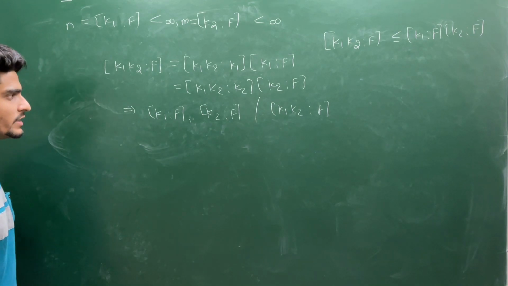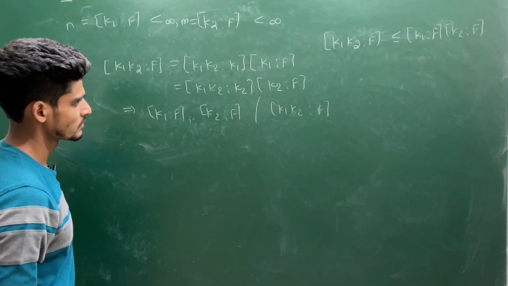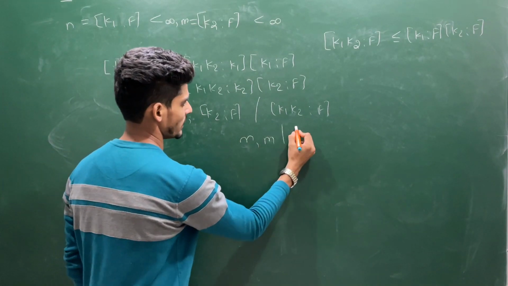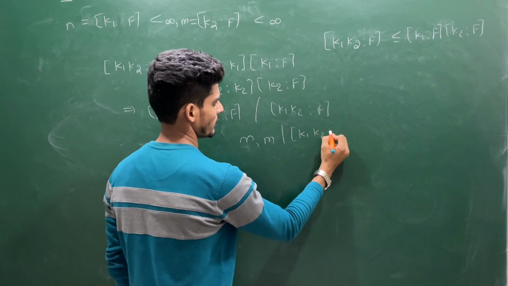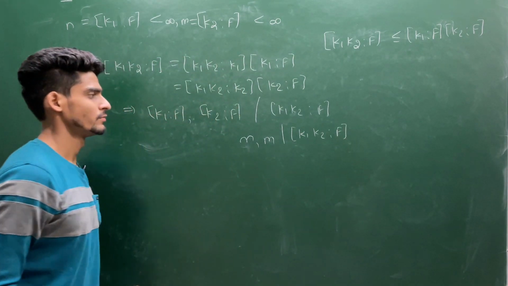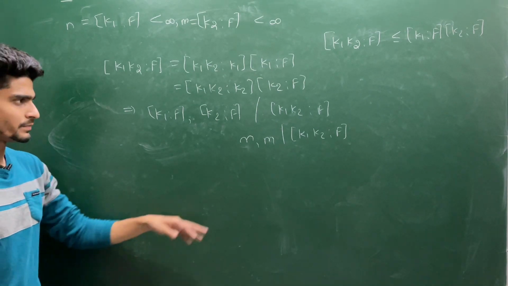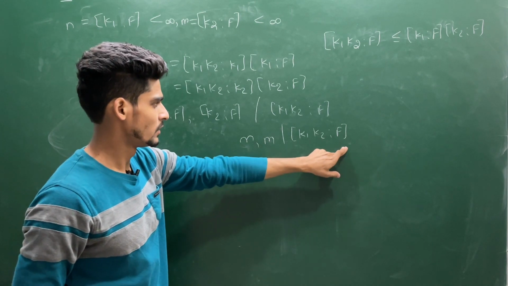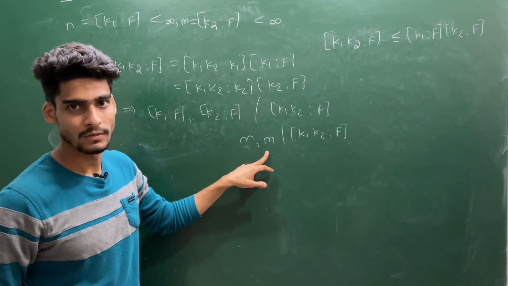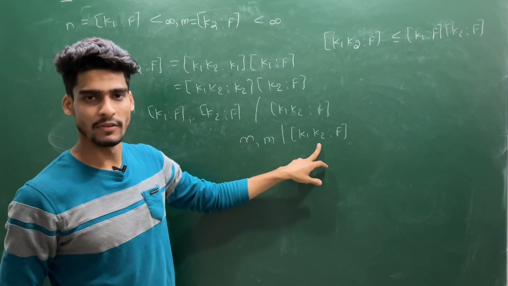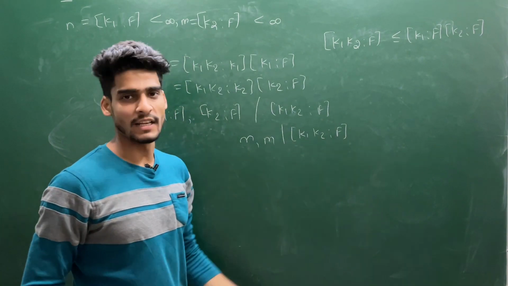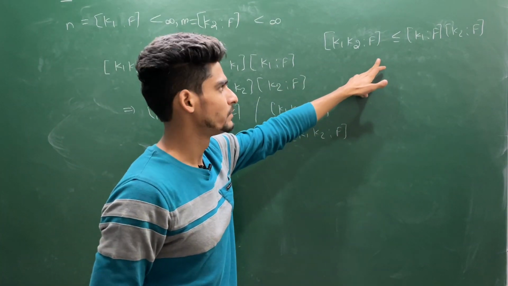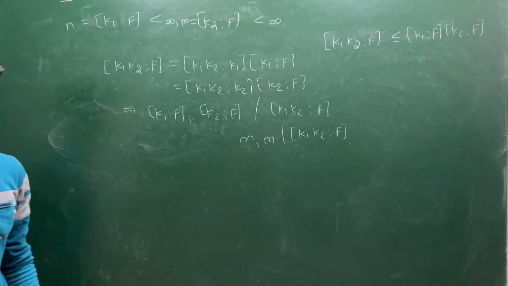So from here you can say this: n comma m divides k1 k2 over F. So this k1 k2 contains a factor of m and n both, because n is a divisor of this, m is a divisor of this. So this degree contains factor of n and m both. That means I have finished this proof. Actually, this will definitely hold.